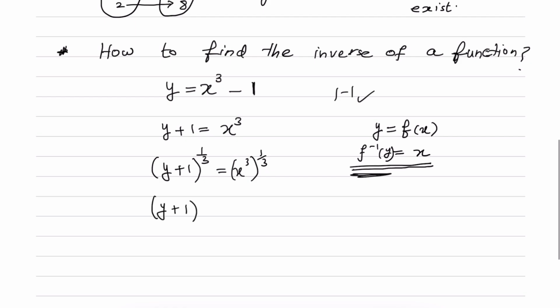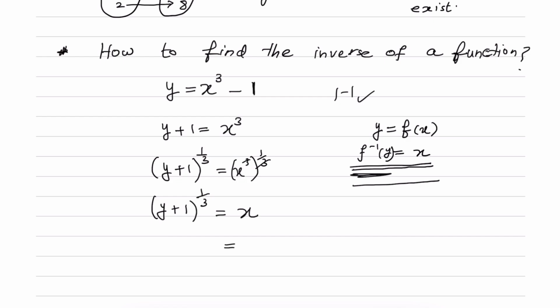Why have I taken the power 1 over 3 on both sides? Because I wanted to keep this x. So 3 cancels out with this 3, so you have x. Remember that this is what we said, that x should be separated out. So we have done that.